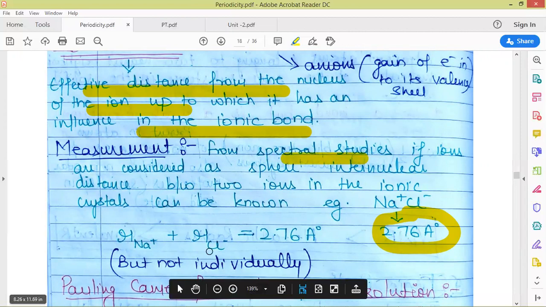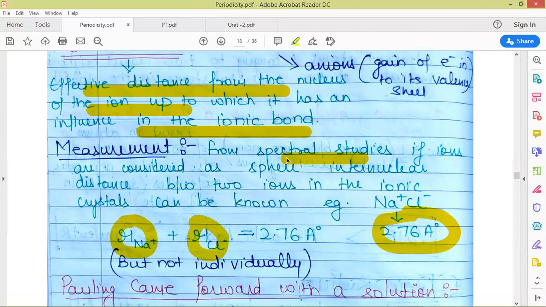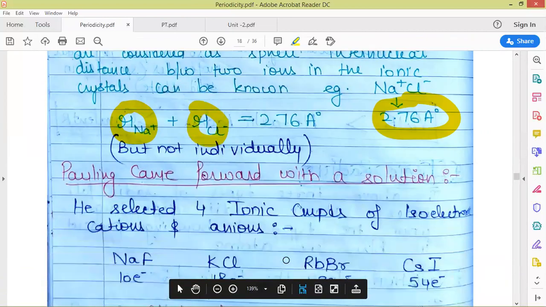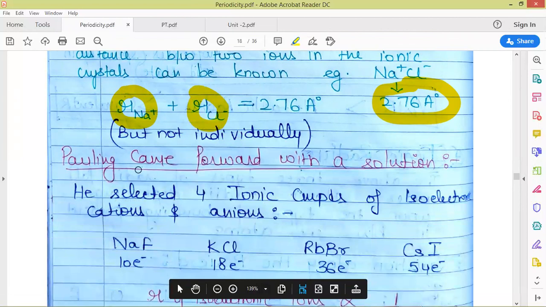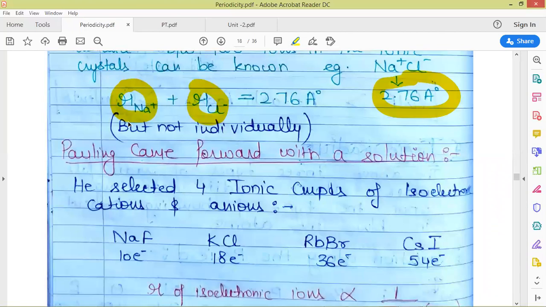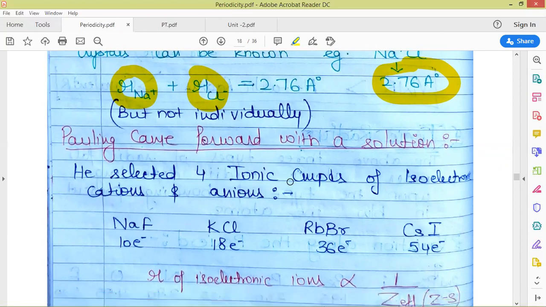From here, we know that this is the sum of the ionic radii of sodium and the ionic radii of chlorine, but we cannot know these individually. These two values cannot be known individually using spectral studies. So, for this, Pauling, who was a scientist, came forward with a solution for knowing the ionic radii individually.